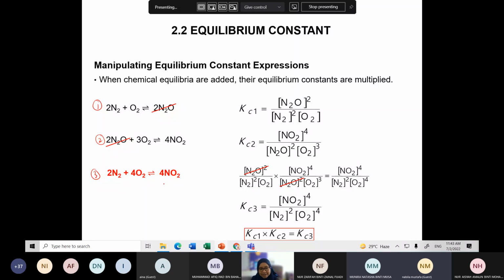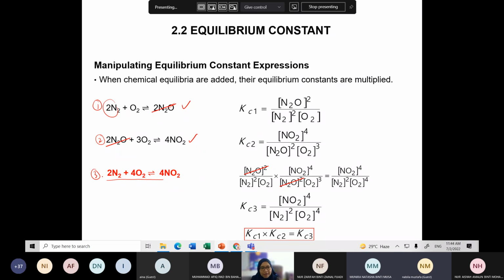Okay, what we want is the third reaction. When we look at the third reaction, it's actually the combination of the first and also second reaction. Okay, the combination of the first and second reaction. Baru kita dapat this one. Sebab ni cancel. So you end up dapat 2N2. Okay, O2 ni total dapat 4O2 and then 4NO2. This is the intermediate kan. So what we want is the third reaction. This one is given to us.